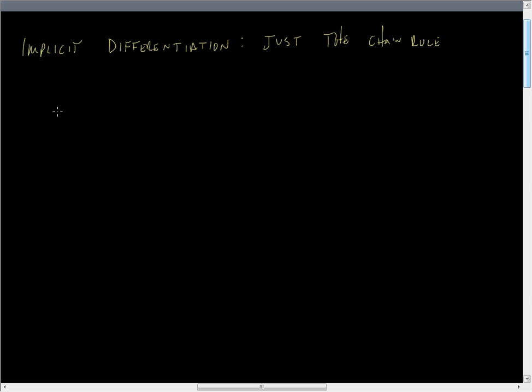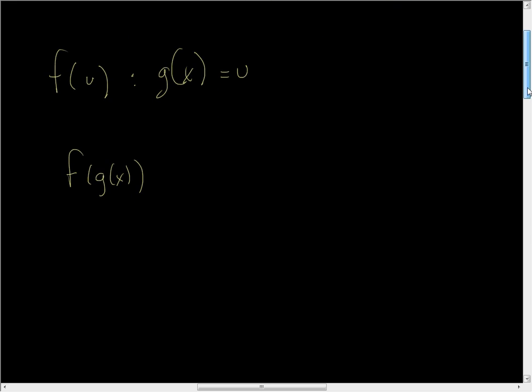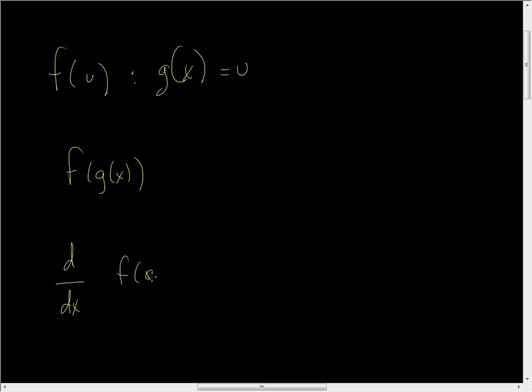And so if we take a look at the chain rule again, it says, suppose you have some function of, let's say u, such that g of x is equal to u. That means that you have f of g of x. And if you wanted to take the derivative of that, the derivative of f of g of x with respect to x is equal to the derivative of f of g of x times the derivative of g of x.